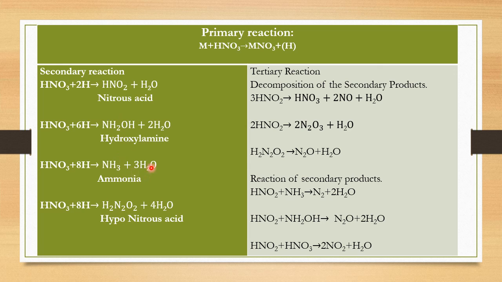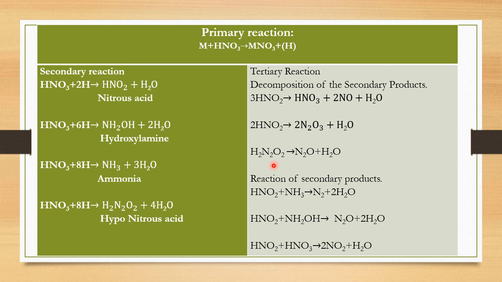Now the reaction is not yet over. After the secondary reaction is formed, there will be a tertiary reaction. This tertiary reaction can be divided into two kinds. One is decomposition of the secondary product. Another one, reaction of the secondary product. Decomposition of the secondary product means the secondary products are nitrous acid, hydroxylamine, ammonia and hyponitrous acid. So I have taken nitrous acid. When this nitrous acid decomposes, what would be the product? The product is nitric acid plus NO plus H2O. Or when nitrous acid decomposes, there is another product called dinitrogen trioxide plus water.